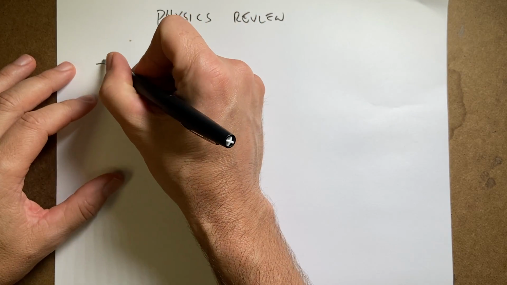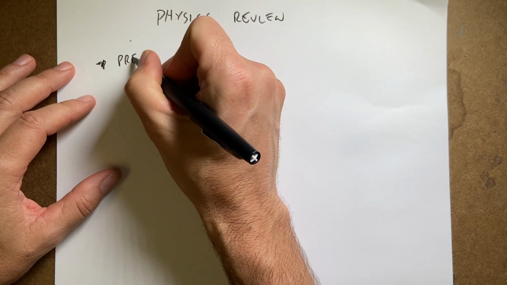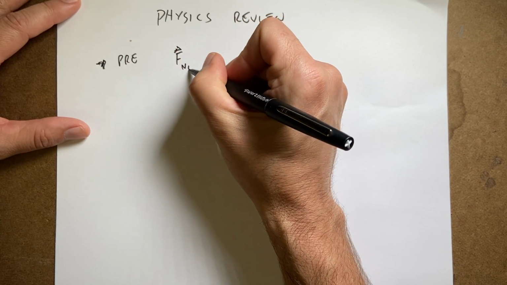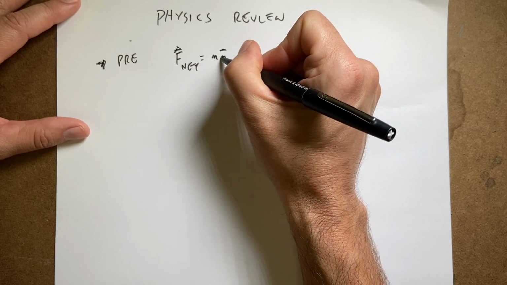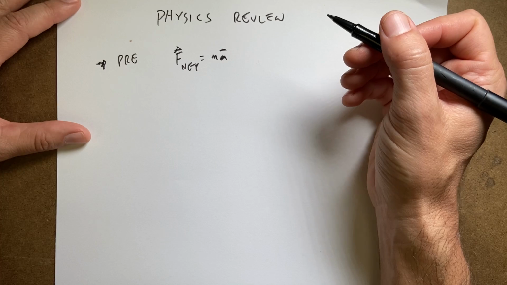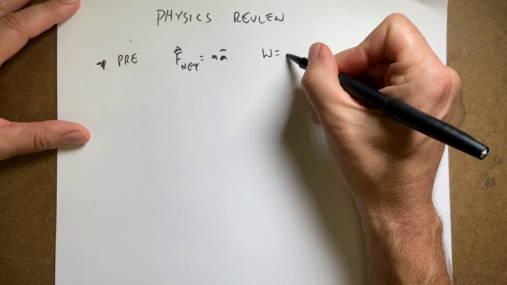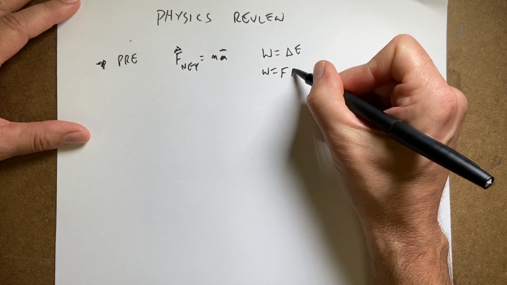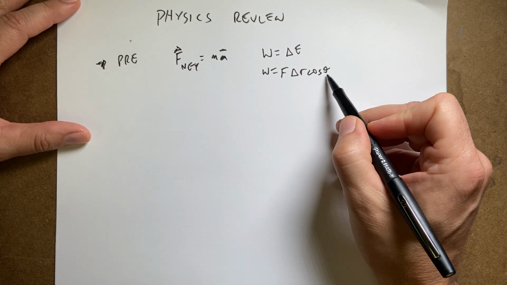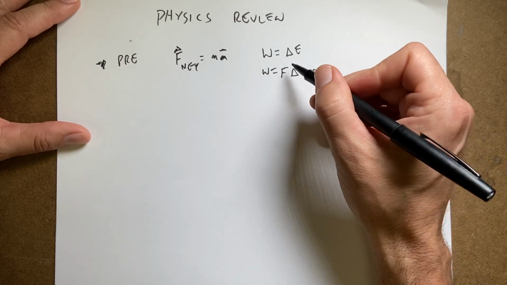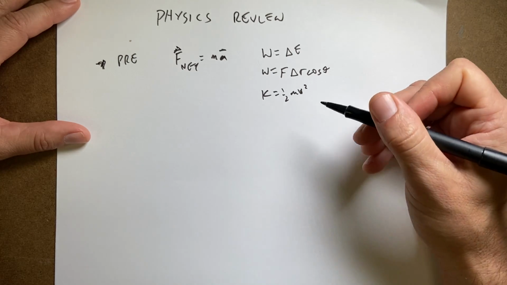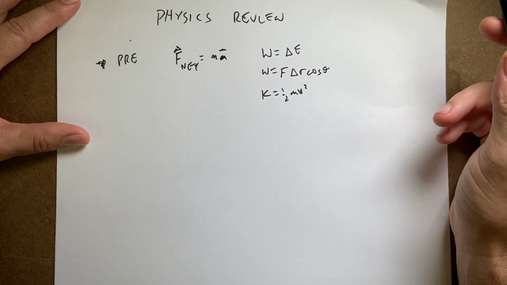The first is prerequisite stuff, from the previous physics course. You need to know Newton's second law, F net is ma. That comes in useful. In the special case where the net force is equal to zero, that's equilibrium. You need to know work, the change in energy, where work is F delta r cosine theta. So this is the force applied, the displacement, and the angle between the force and the displacement. You should know kinetic energy, and gravitational potential energy too.